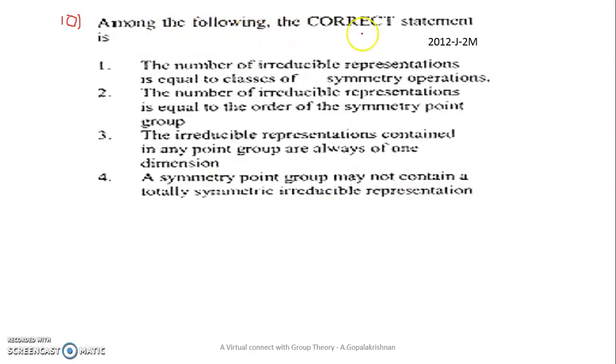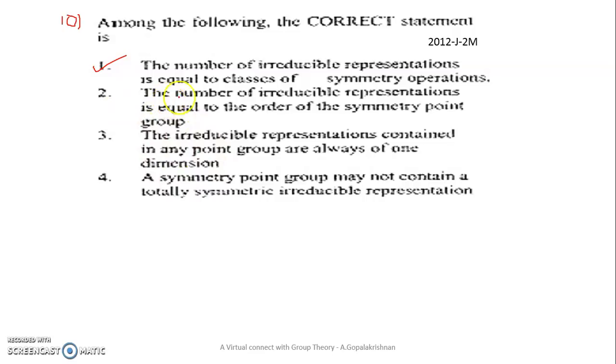Among the following, the correct statement is, see statement number 1: the number of irreducible representations is equal to the number of classes of symmetry operations in the group. So statement 1 is correct. That's the correct option. Now we'll see the other options, and why these options are incorrect.